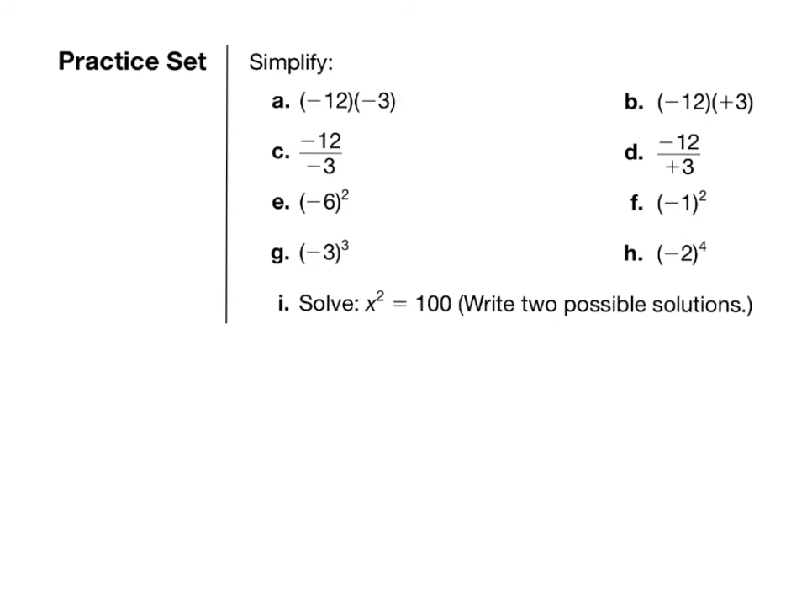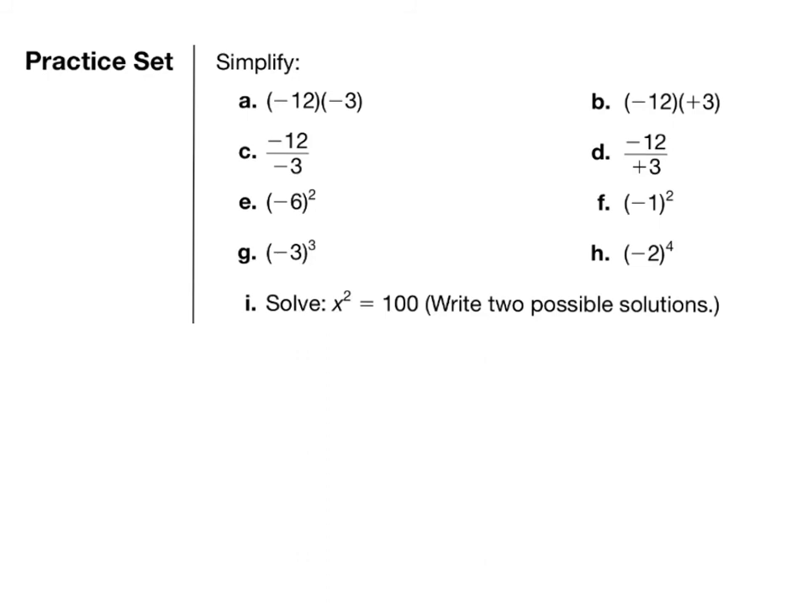So A, make sure you write the problem down. A, you have a negative times a negative, so you get a positive 36. B, negative times a positive, so you get a negative 36. C, you're dividing a negative divided by a negative, so you get a positive 4. D, a negative divided by a positive is a negative 4. Here you have raising a negative 6 to the power of 2, which is even, so you're going to get a positive 36. Here you're raising this to an even power, so you get a positive 1.